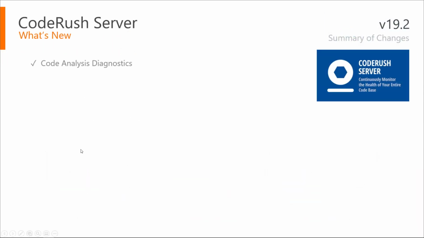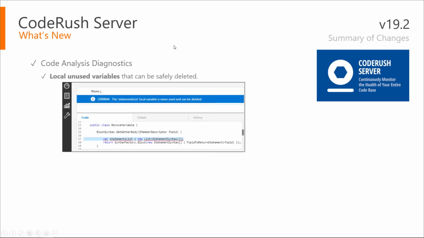Not bad. Here's what's new. We've got code analysis diagnostics. A number of these have been added here. We've already got a bunch that we're already shipping. These are the pieces that are new. So local unused variables that can be safely deleted, cleaning up the code, or maybe pointing out problems in the code that a developer can spot.